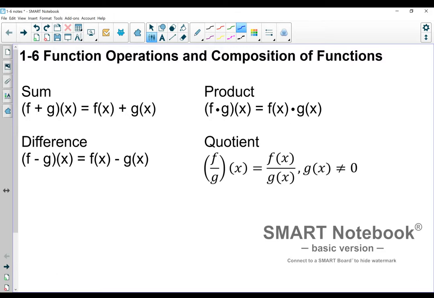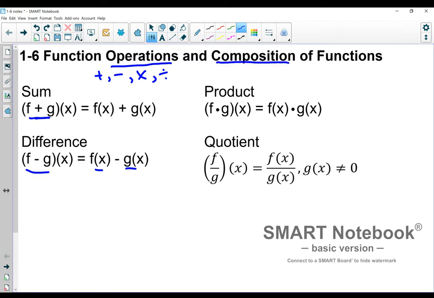1.6, function operations and composition of functions. So we start out with looking at how you can find the sum f plus g of x by just adding those functions. Difference, so I can just take my two functions and subtract them. So I feel like this part's pretty straightforward. So we just need to remember that operations means add, subtract, multiply, and divide. That's what this page is.